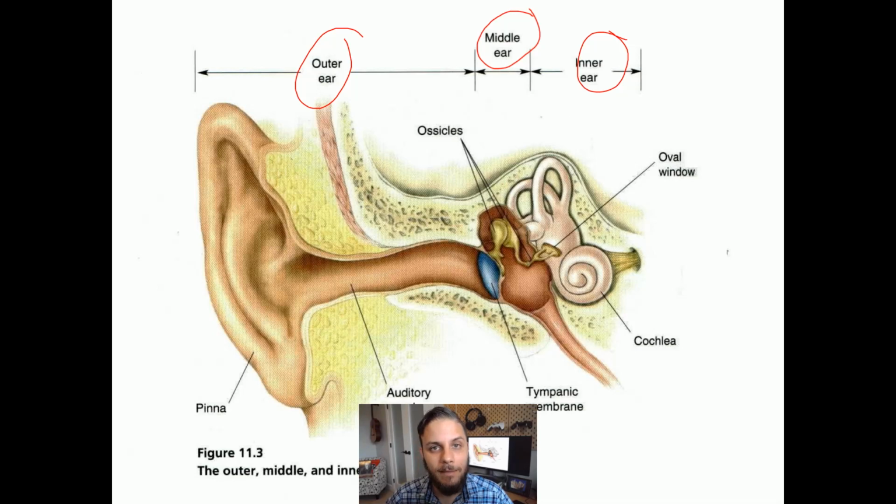The outer ear, middle ear, and inner ear have three different jobs. The outer ear's job is to collect sound. The middle ear's job is to amplify sound. And the inner ear's job is to transduce sound. So what does all this stuff mean?